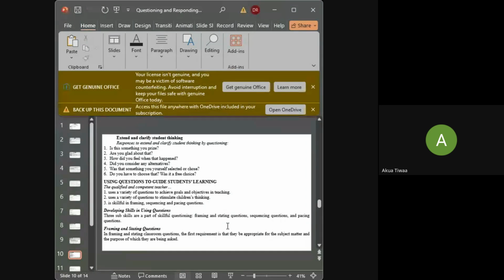So using questions to guide student learning. How do we use questions to guide student learning? The qualified teacher and a competent one uses a variety of questions to achieve goals and objectives in teaching. And then he or she uses a variety of questions to stimulate children's thinking, and is also skillful in framing, sequencing, and then pacing questions.